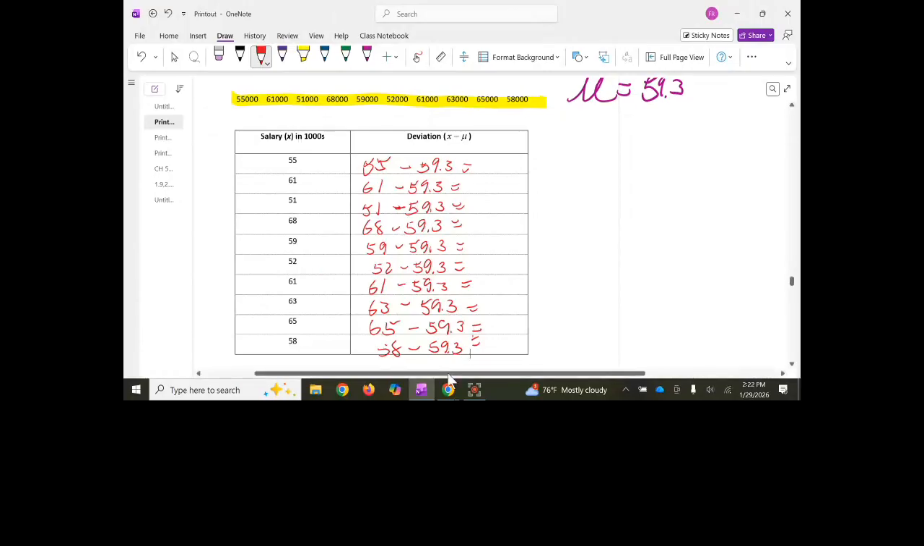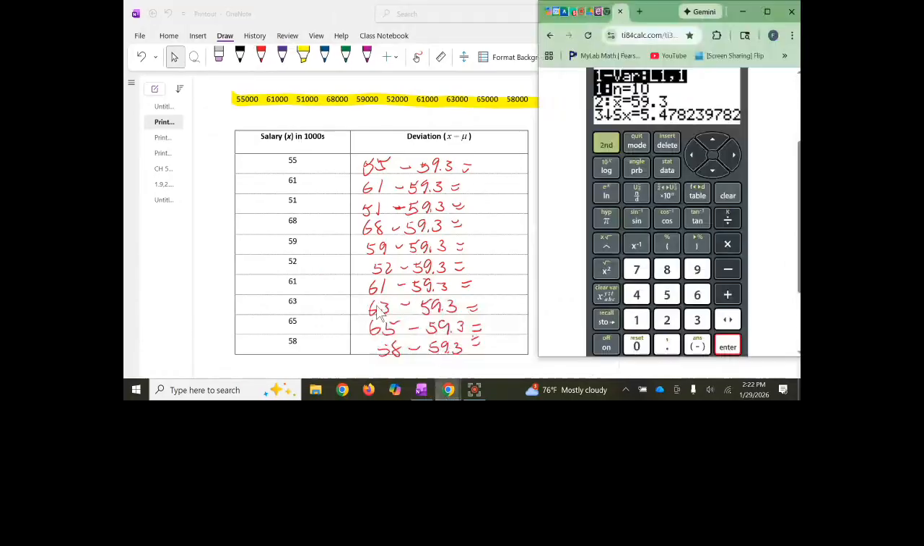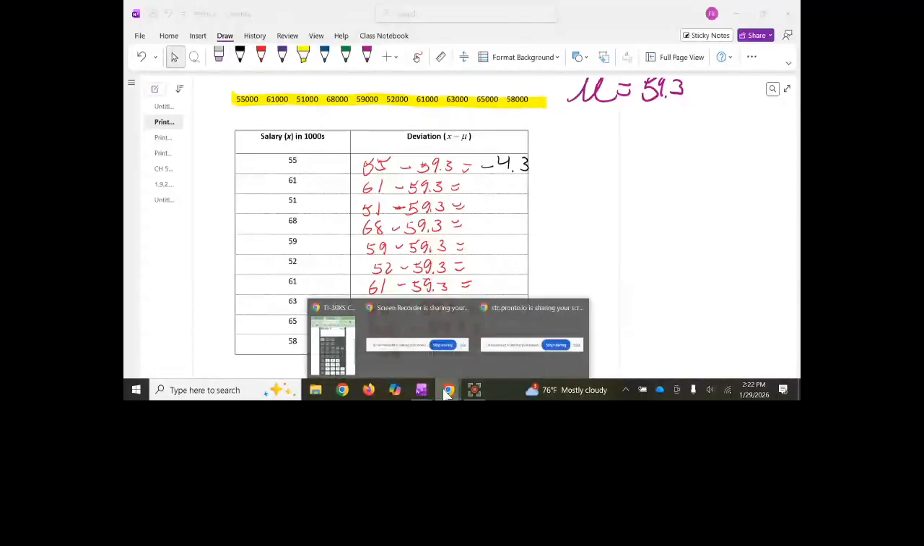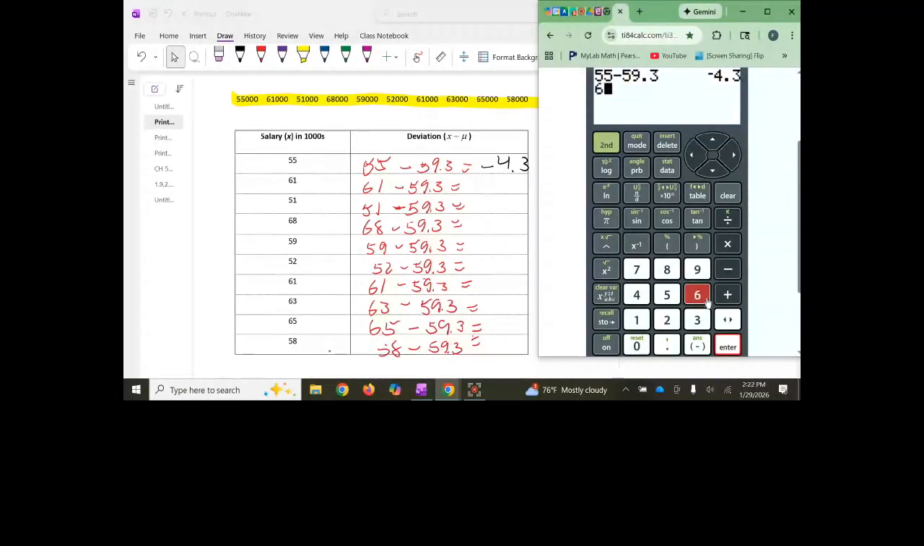All righty, my friends. I got to come back here again. Boom. Let's do this. I'm going to X out of here. So I'm going to go second quit. And I'm just going to start subtracting. 55 minus 59.3. Oops, sorry. I put something wrong there. Boom, there we go. 59.3. Let's see. Negative 4.3. Okay. I'm going to keep repeating this process. Y'all, it's going to be a little tedious, okay?